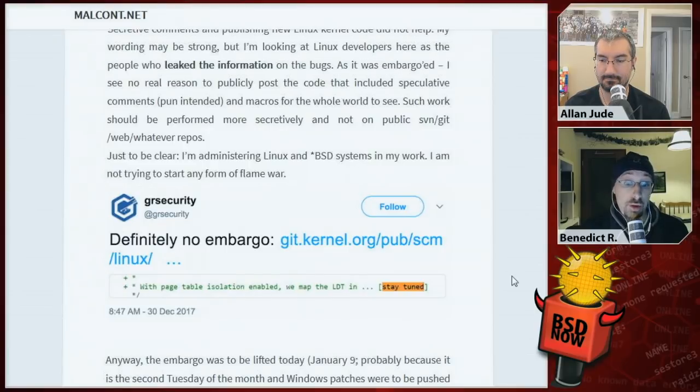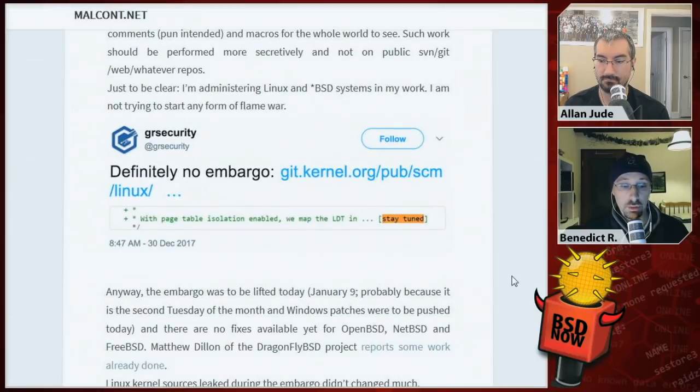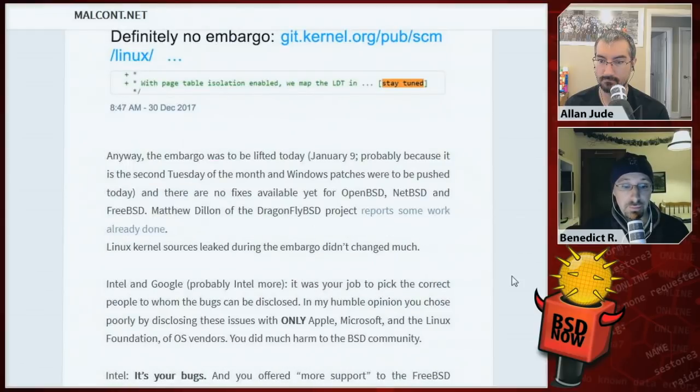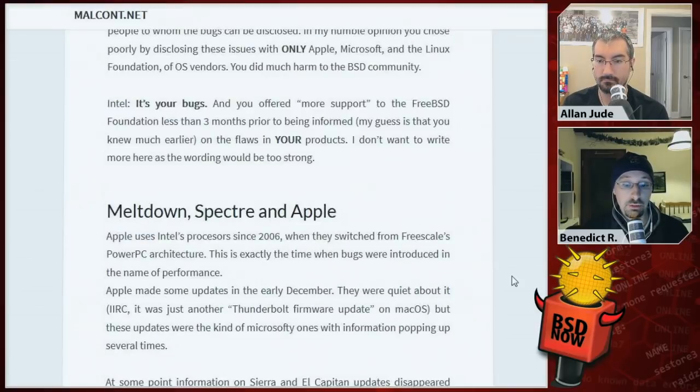"It was your job to pick the correct people to whom the bugs can be disclosed. In my humble opinion, you chose poorly by disclosing these issues with only Apple, Microsoft, and Linux Foundation of OS vendors. You did much harm to the BSD community. And Intel, it's your bugs. And you offered more support to the FreeBSD Foundation less than 3 months prior to being informed." They actually did support us in different ways, but it's not been that visible yet. But that's a different issue. "So less than 3 months prior to being informed of the flaws in your products. I don't want to write more here as the wording would be too strong."